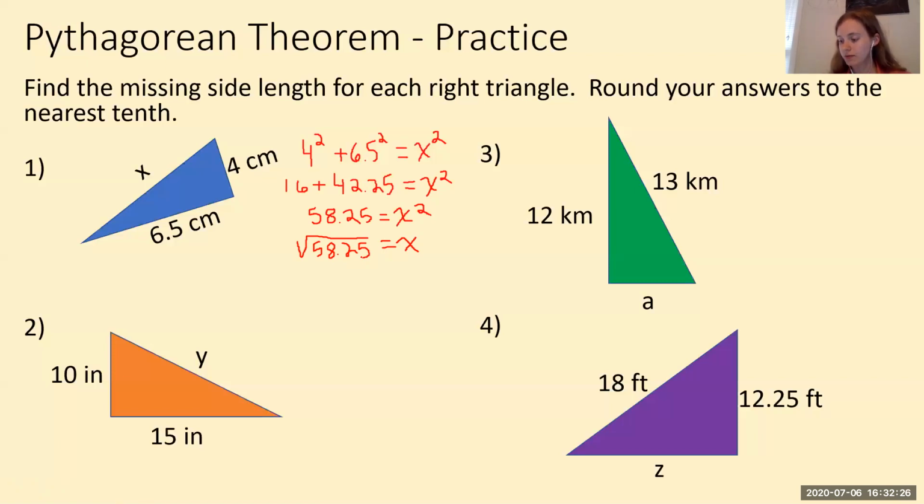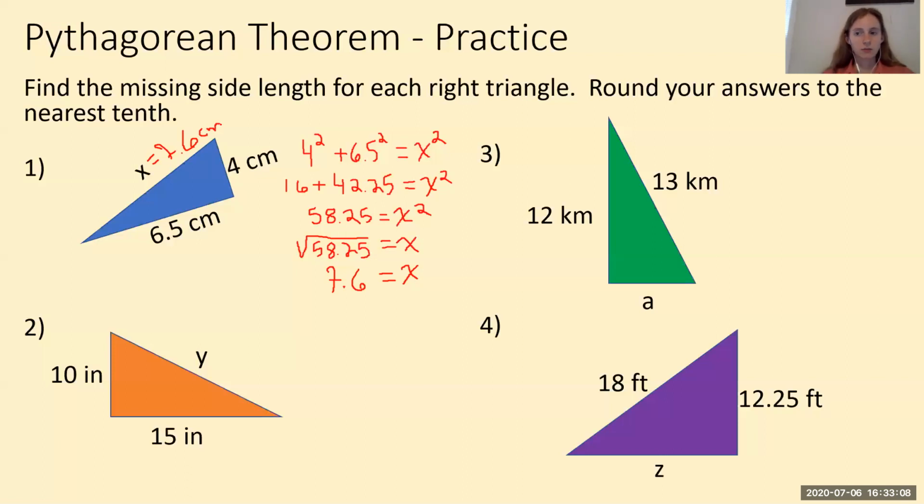I'll use my calculator for that. So I get 7.632, and then it goes on past that. So 7.632. The directions tell me to round to the nearest tenth. So 7.632 to the nearest tenth, that's going to be 7.6. So x is equal to 7.6 centimeters.